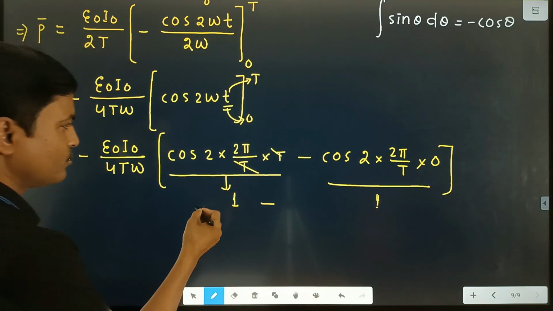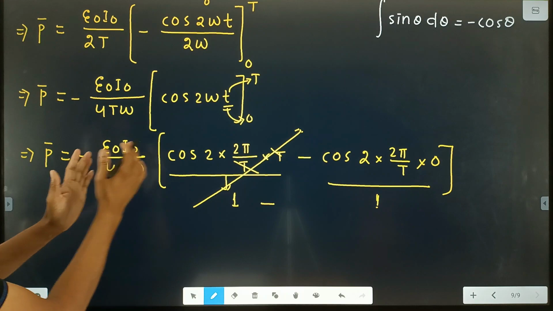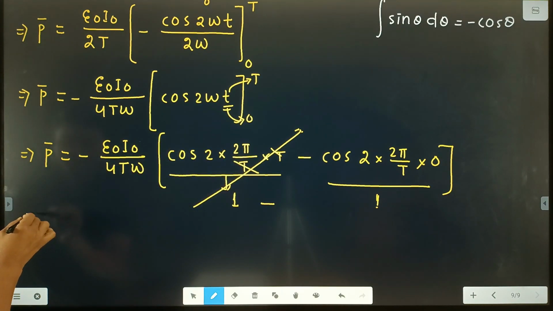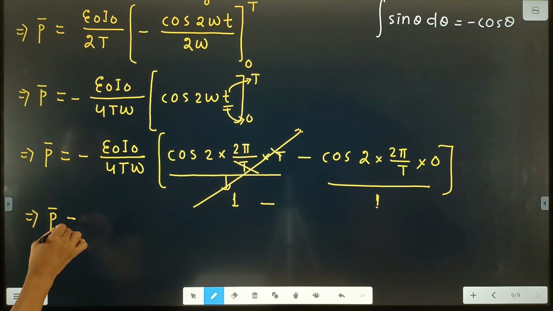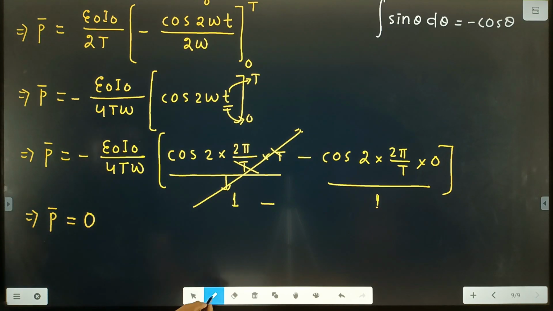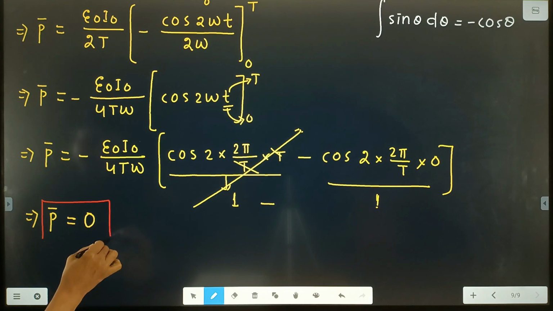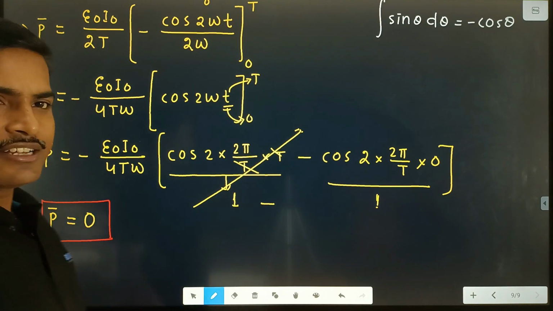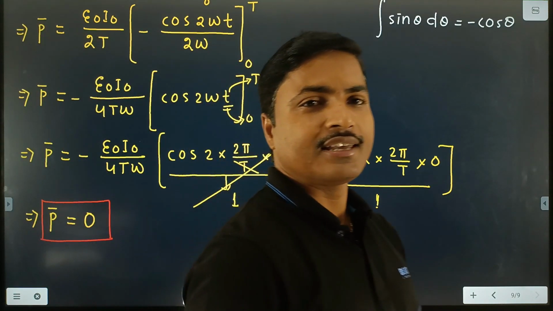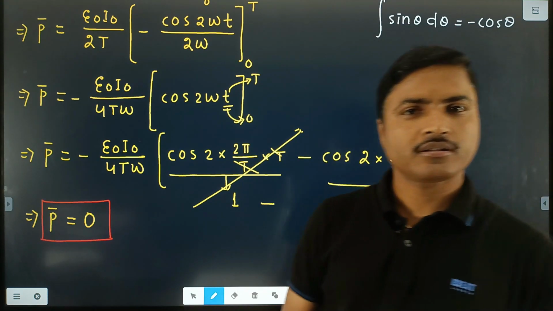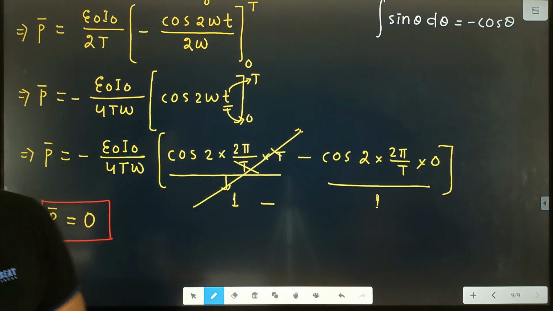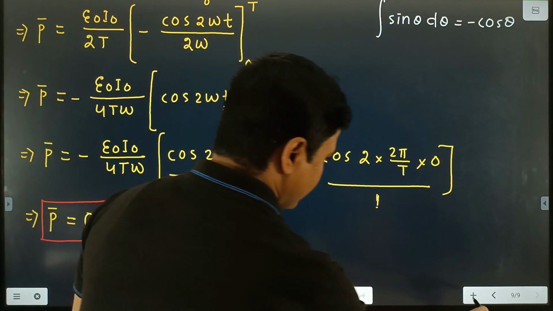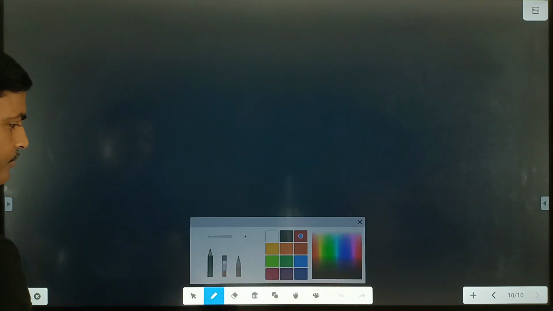1 minus 1 is 0, so something multiplied by 0, finally we get average power consumed for a full cycle is 0. Average power consumed for a full cycle is 0. Clear? And the last point, that is charging and discharging of a capacitor when alternating current is there.